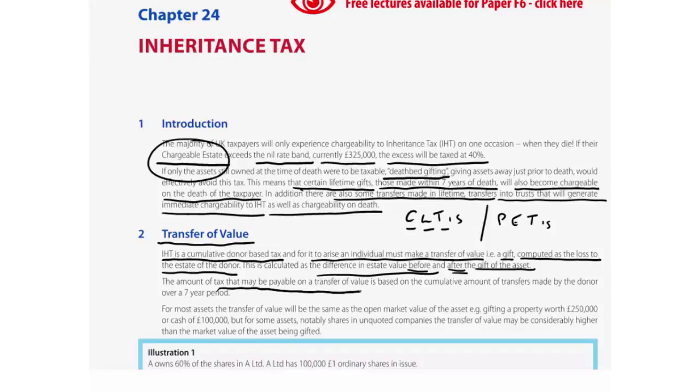The amount of tax that may be payable on a transfer of value is based, as we said, on the cumulative amount of transfers made by the donor over, as we'll see, a 7-year period. We've already stated that in relation to the main point of chargeability to IHT for the majority of UK taxpayers, it's when they die. But we only then wind the clock back to look at transfers made within the 7 years before death, for only they will be taxable as a result of death. But as we mentioned, you may make a transfer into a trust, a transfer made in lifetime, that is immediately chargeable there. So again, it will be based on a cumulative basis, looking at the amount of transfers made by the donor, and we will work on a 7-year rolling cycle. Now, more of that as we go through our examples.